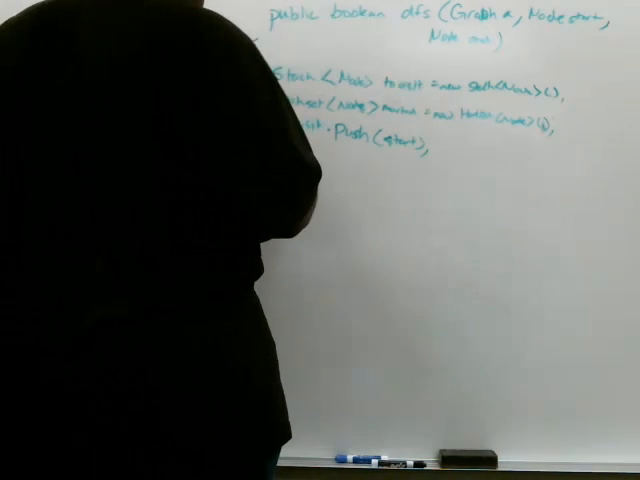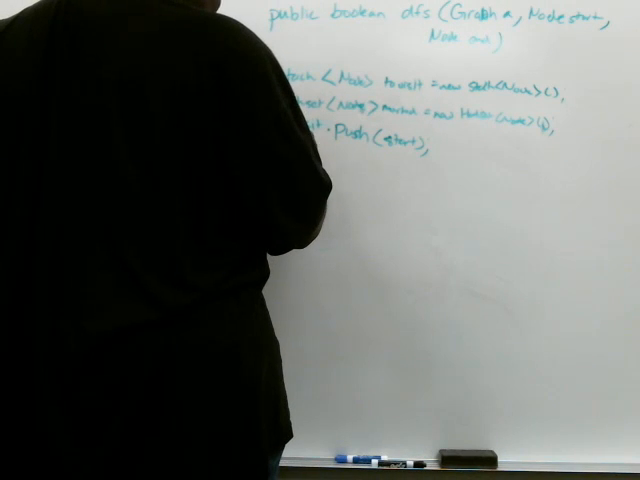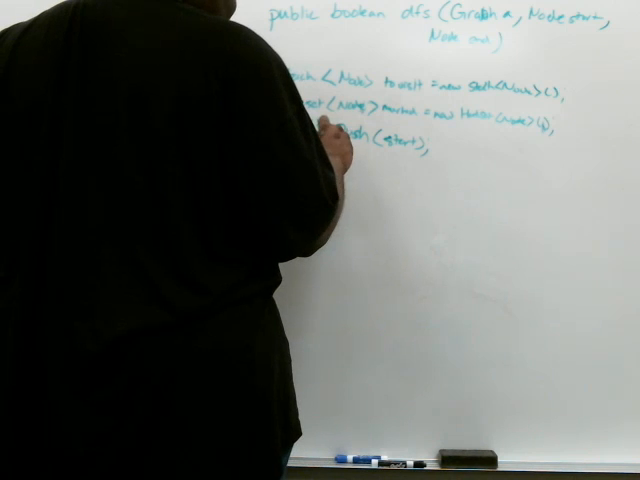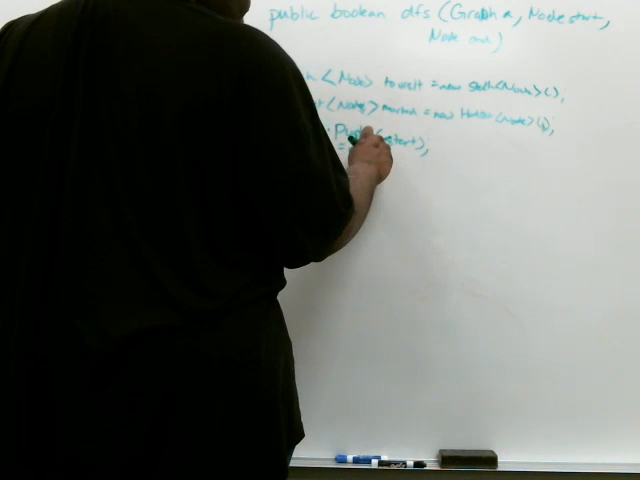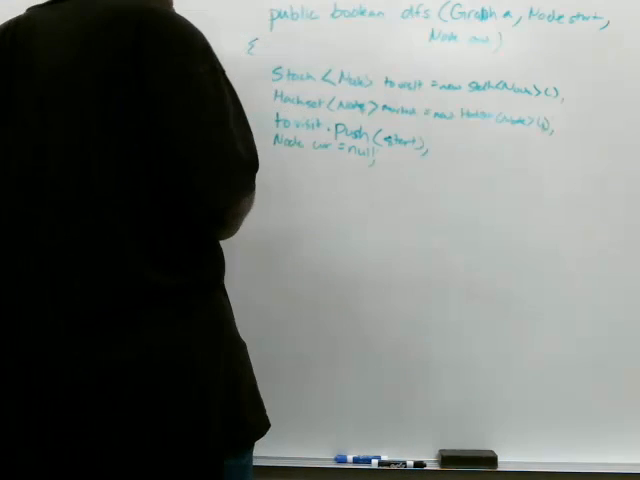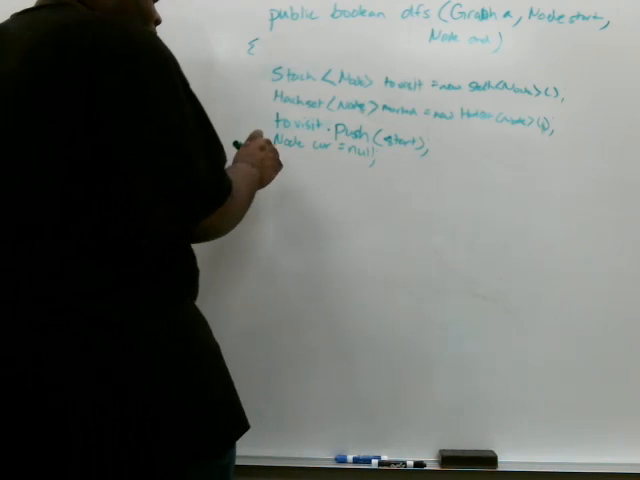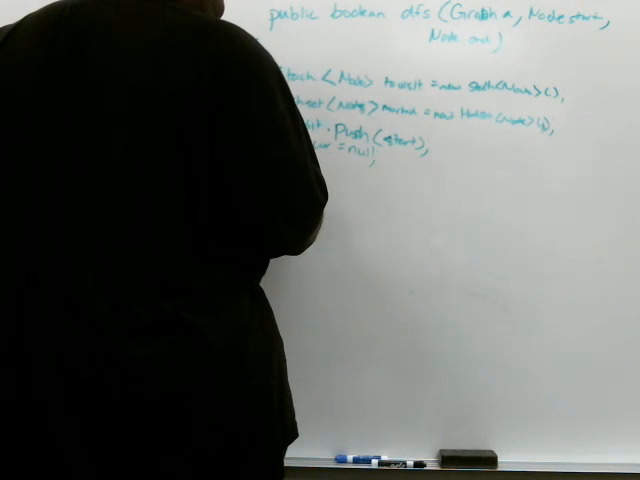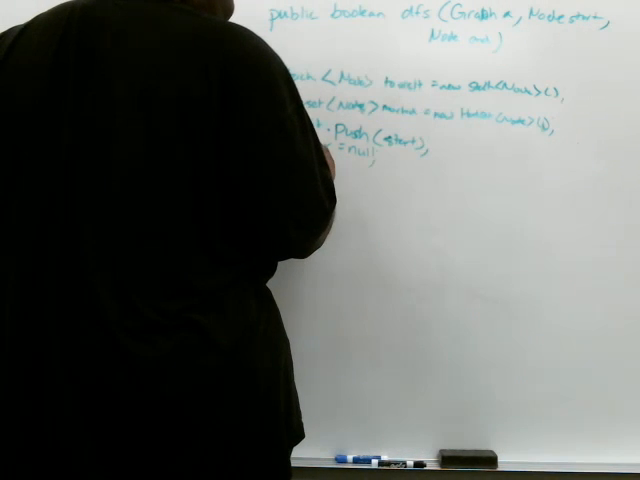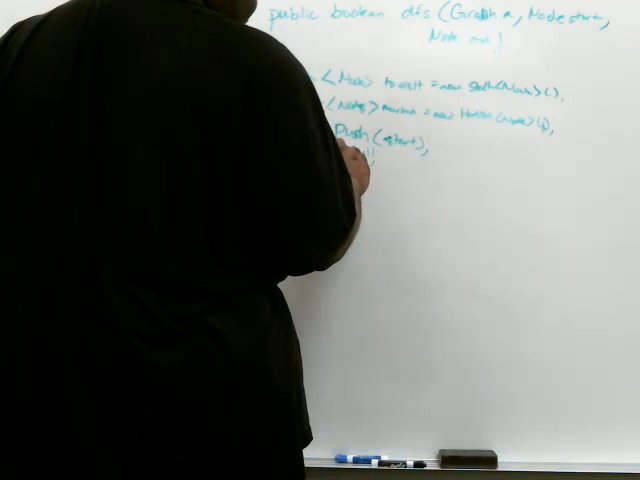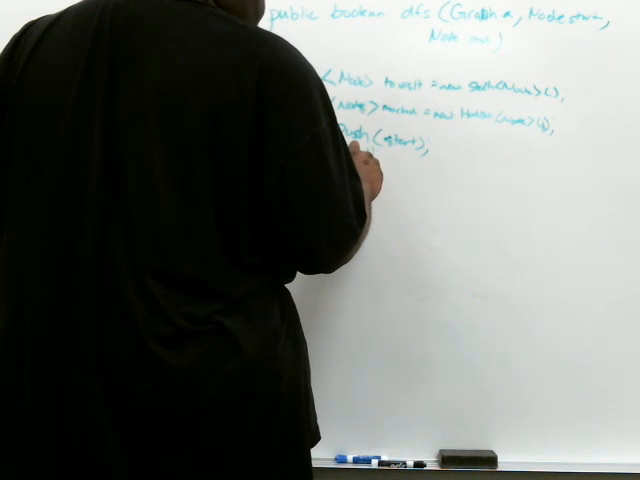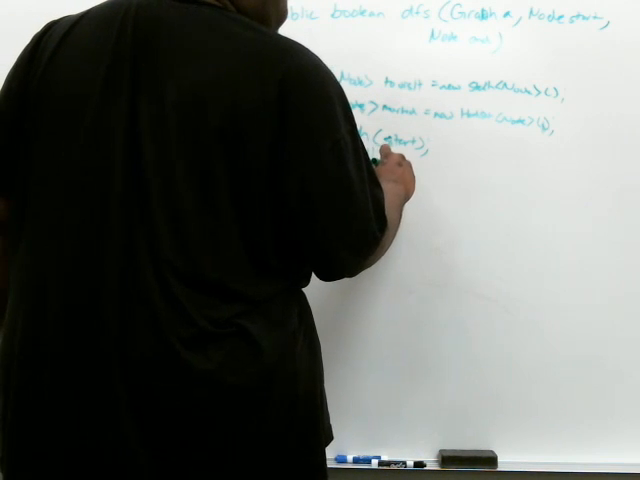Okay. I will also have a current node. I wanted to initialize this to null. Okay. And I will also have a found variable to let us know if we found it or not. Okay, initialize this to false.